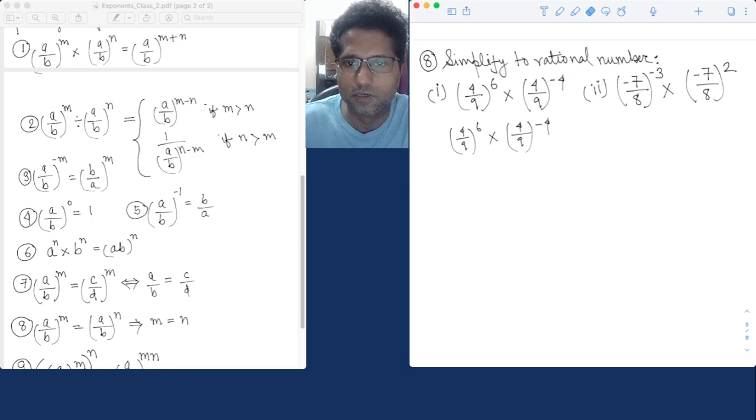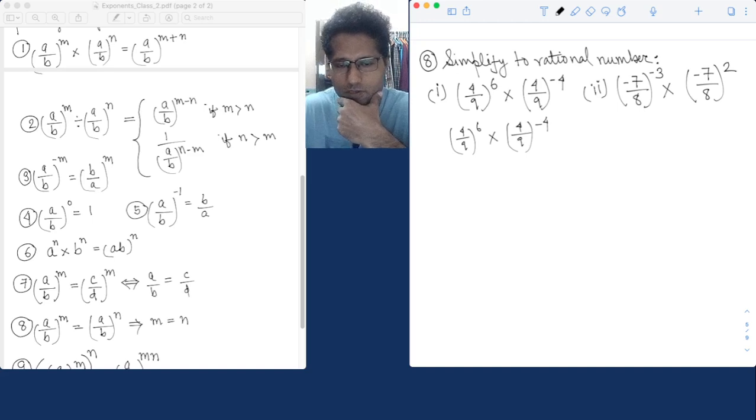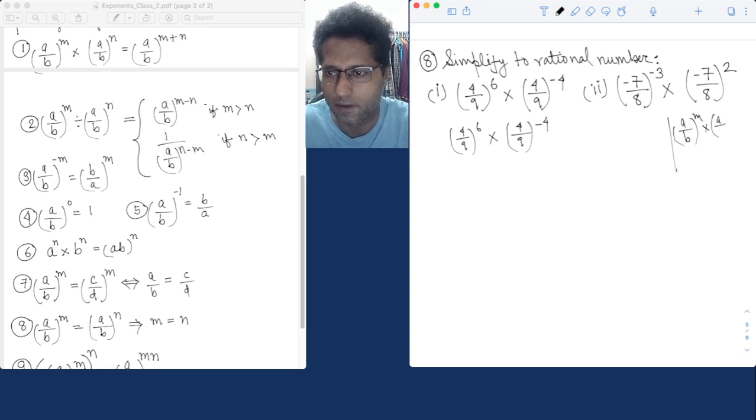So this is number 1. Now this is minus 4. Okay, so we see it's 4 by 9 raised to the power 6 multiplied by 4 by 9 raised to the power minus 4. So we see that we have a product of two exponents where the base is same. So we will apply the formula a by b raised to the power m multiplied by a by b raised to the power n is nothing but a by b raised to the power m plus n.